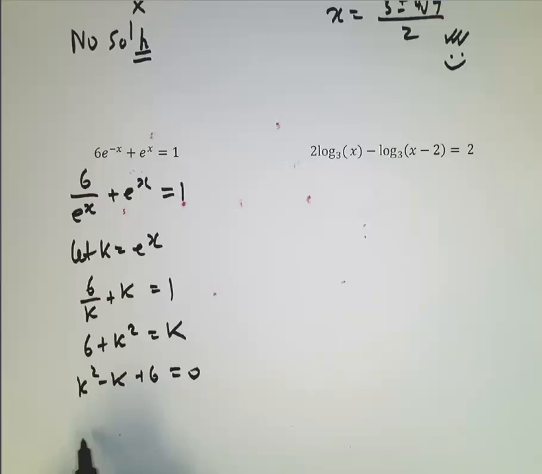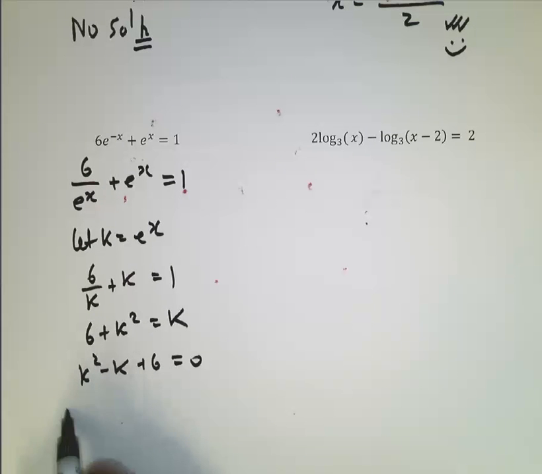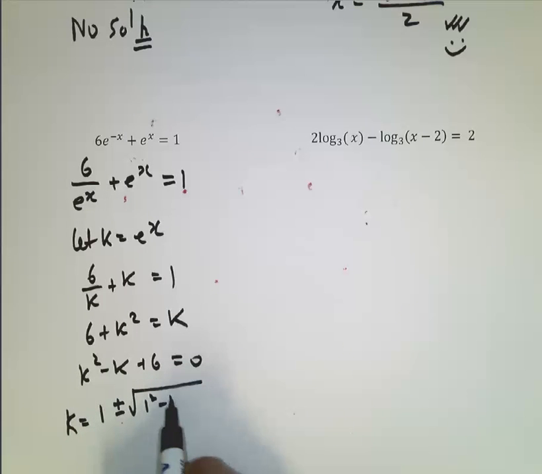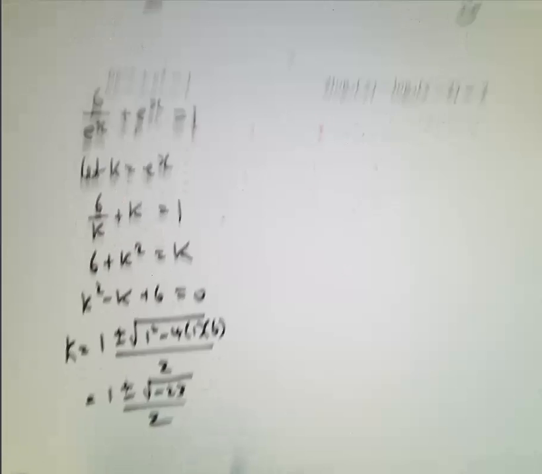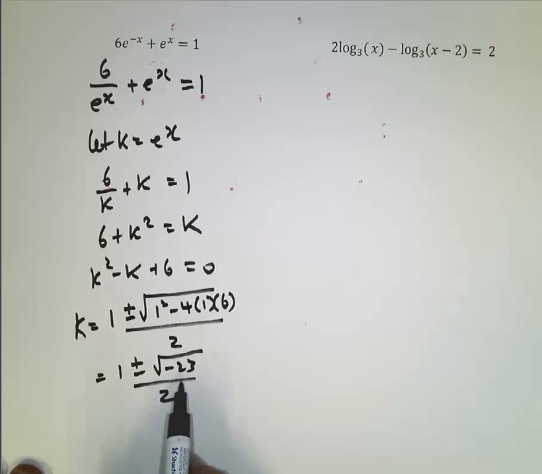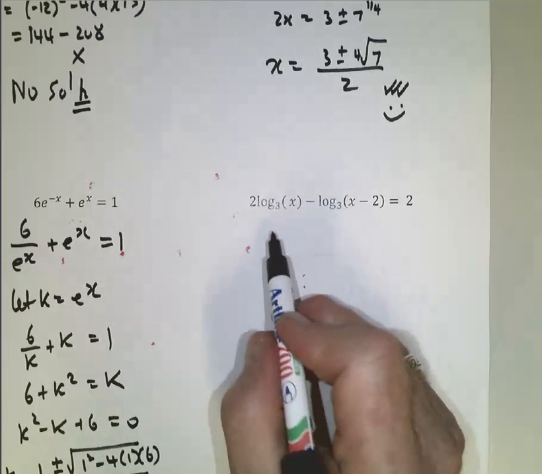And if I was to do the quadratic formula, k equals minus b, so 1 plus or minus the square root of 1 squared minus 4 times 1 times 6, over 2. 1 plus or minus the square root of negative 23 on 2. I've got a problem. I can't take the square root of a negative number, therefore there's no solution to this question either.